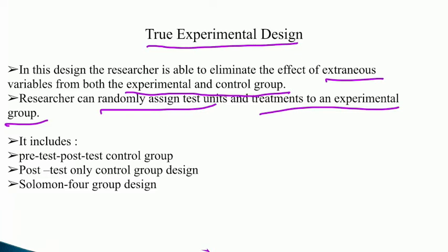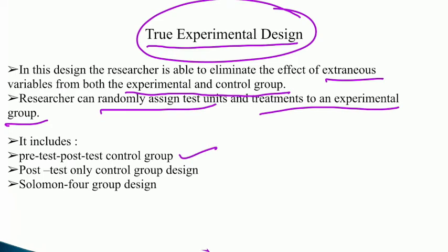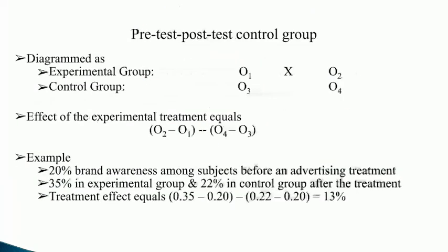Now, always remember one thing: when we talk about the effect of extraneous variables, we want to improve the internal validity, and as the internal validity improves, surely the external validity will also be improved. So this true experimental design includes the pre-test, post-test control group design, the post-test only control group design, and the Solomon four group design. Now let's understand all the designs one by one.